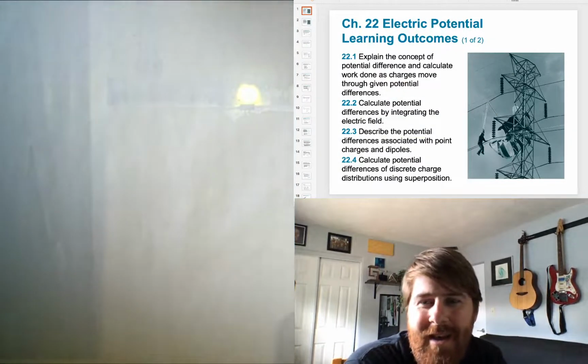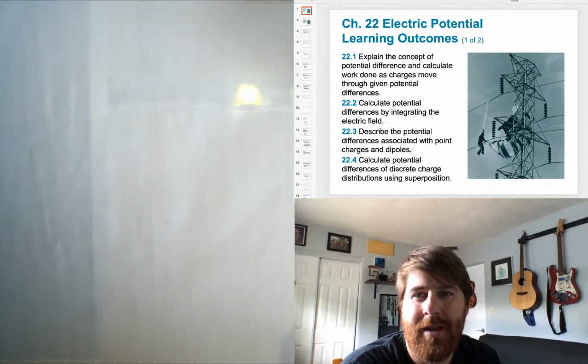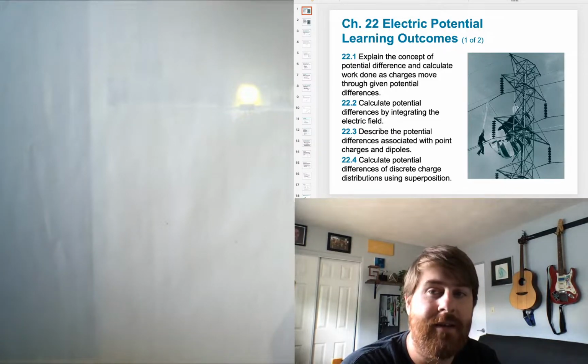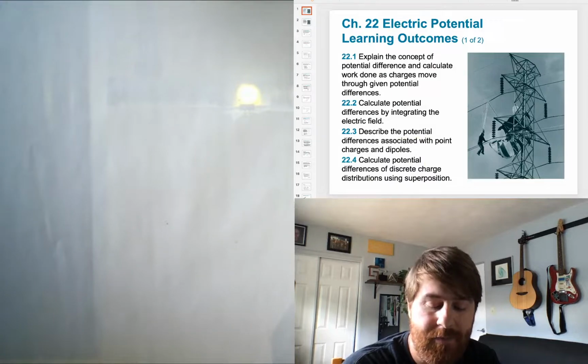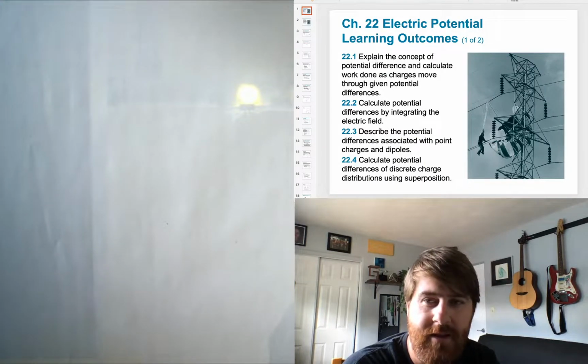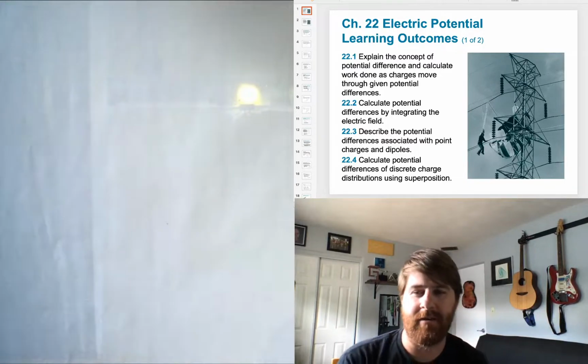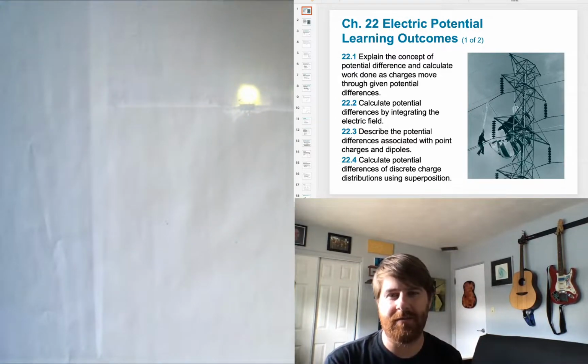Hi everyone. This week we're going to be talking about electric potential energy and electric potential difference. These quantities are often very hard to understand. We have to consider the fact that the charges can be positive or negative. Changes in potential energy can also be positive or negative. So it can be a challenging chapter.